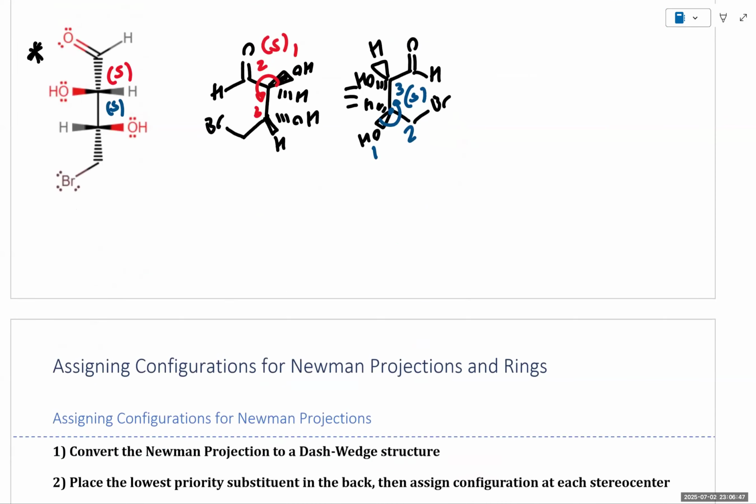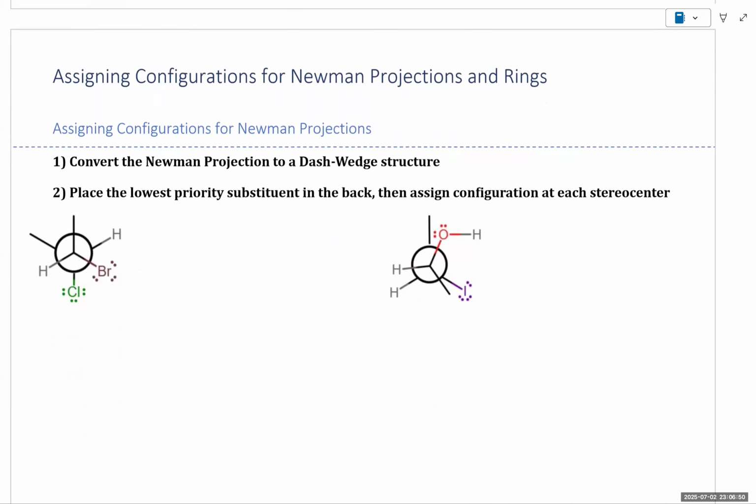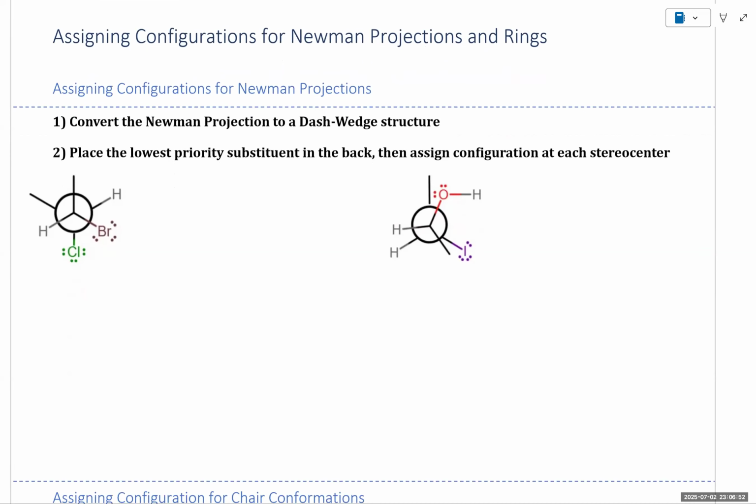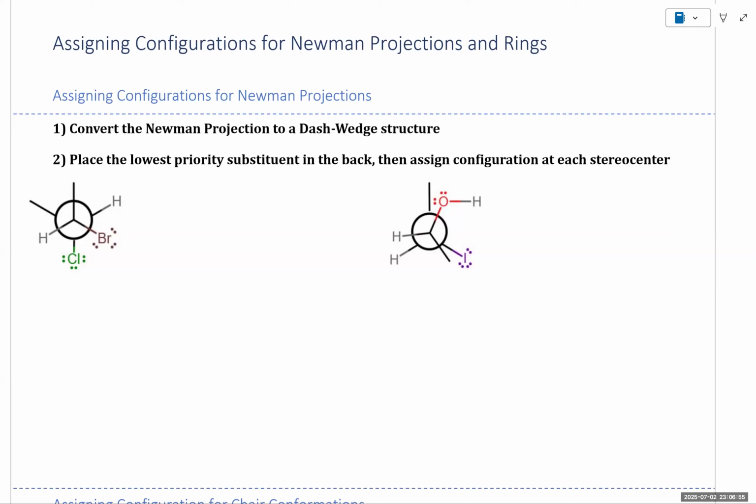Let's take a look at another method now, and let's talk about assigning configurations for Newman projections and rings. In this case, you convert the Newman projection to a dash wedge structure, and you place the lowest priority substituent in the back, and then assign configuration at each stereocenter. So let's take a look at this leftmost compound. Let's make a model that matches that Newman projection. So take a few moments, put together a model for this compound on the left, and then we will discuss momentarily.